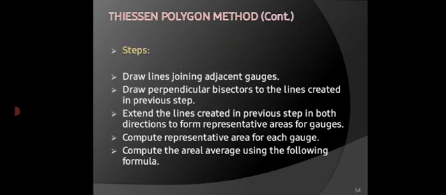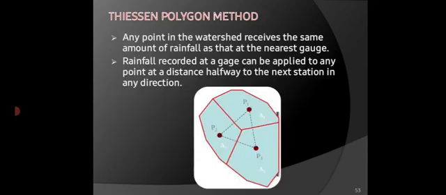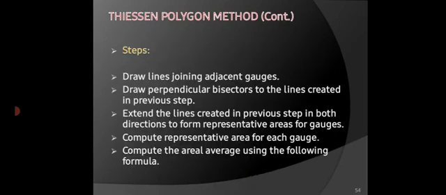Compute the representative area for each gauge. Now calculate the area surrounding station P1. The area enclosed by the two bisectors and the boundary line around P1 is A1. Similarly, the area enclosed by the bisectors and the boundary around P2 is A2, and similarly around station P3 it is A3. Compute the area average using the following formula.